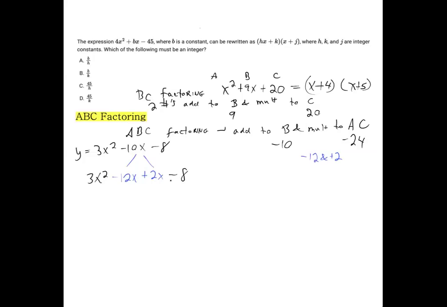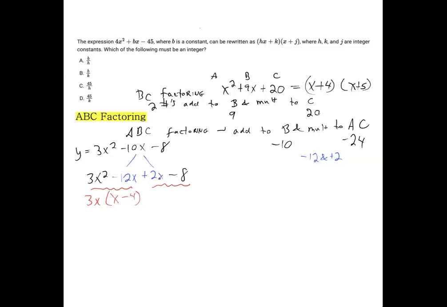The next step in ABC factoring is you factor by grouping. So you take the first two terms and the second two terms, and you take a GCF for each. The greatest common factor, the GCF, for 3x squared and minus 12x is 3x. And if I factor out 3x from both of these terms, I'm left with x minus 4. If you're having trouble with GCF factoring, you can look that up. And at some point really soon, we hope to have our own modules on that as well.